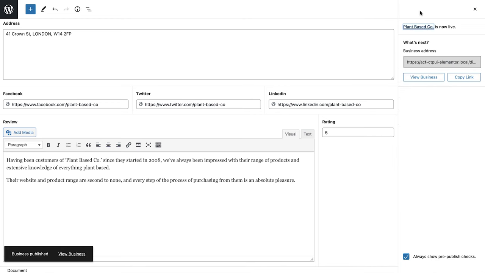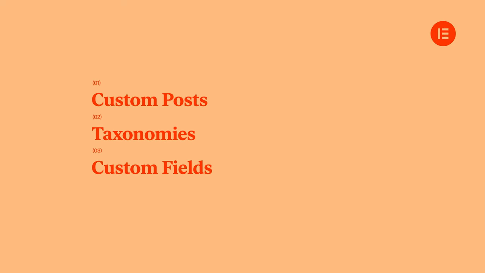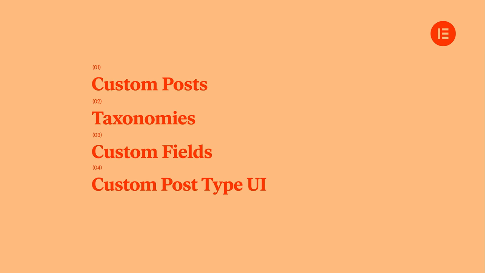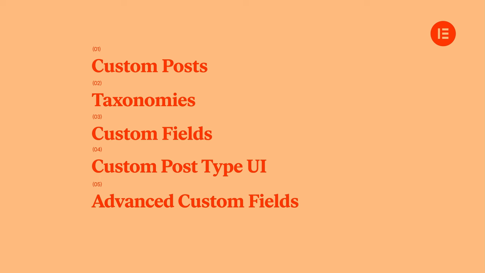We've made great progress so far by first of all learning what custom posts, taxonomies, and fields are and what they're capable of doing. We then created these using the free plugins from Custom Post Types UI and Advanced Custom Fields. Now that we've learned how to set up and configure these aspects, it's time to learn how to display these custom values on our website.